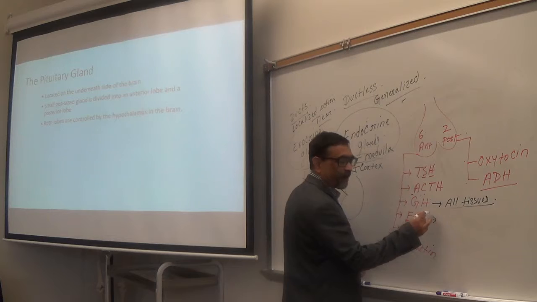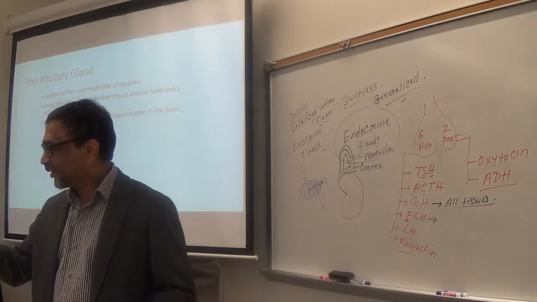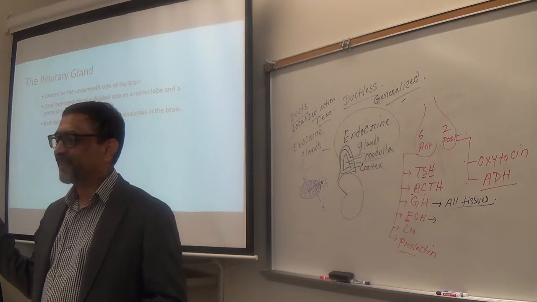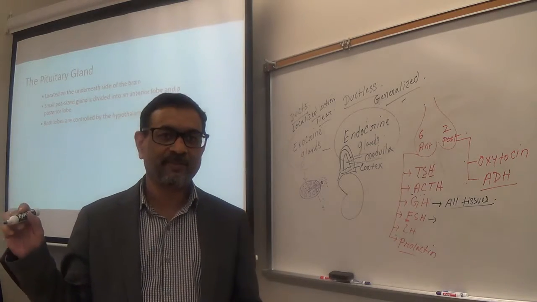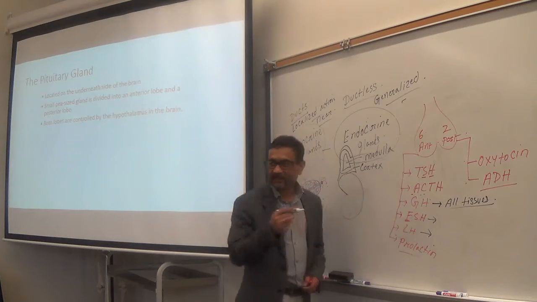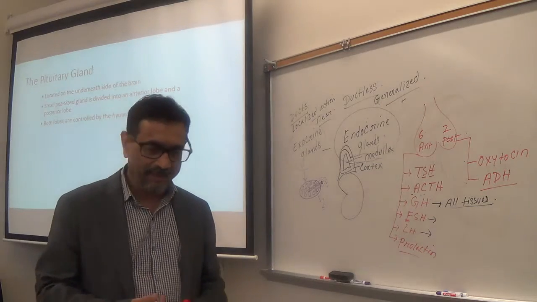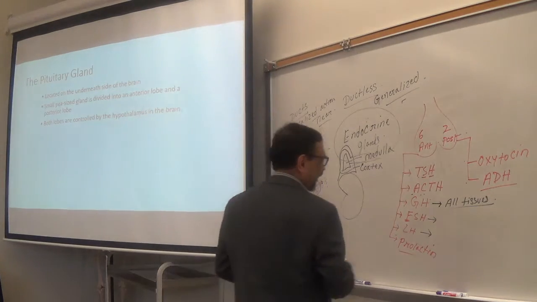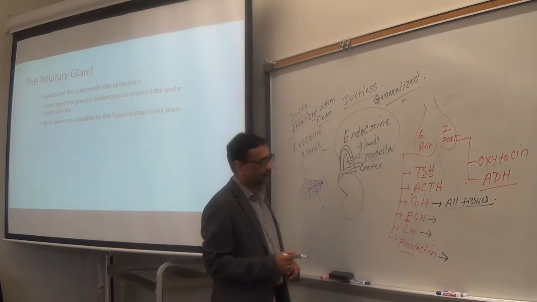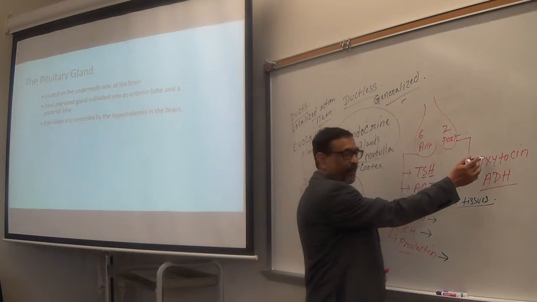Follicle stimulating hormone, what did I say? It works on the gonads, testis and ovaries. Luteinizing hormone does what? Ovulation, the release of egg. Prolactin helps in the production of milk in the female breast. Okay, so those are the anterior hormones. Now let's go to the posterior pituitary hormones.